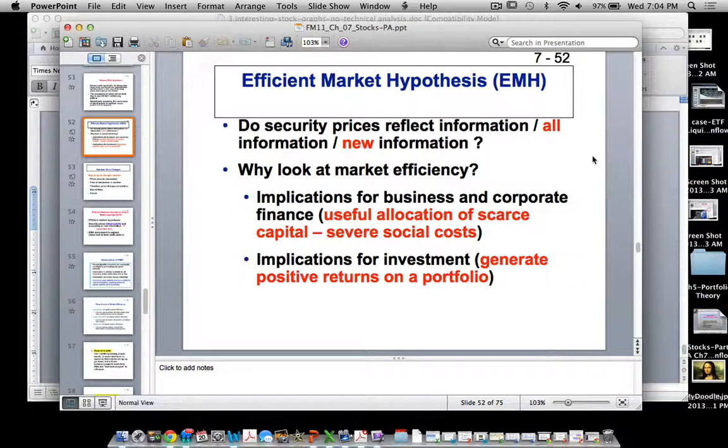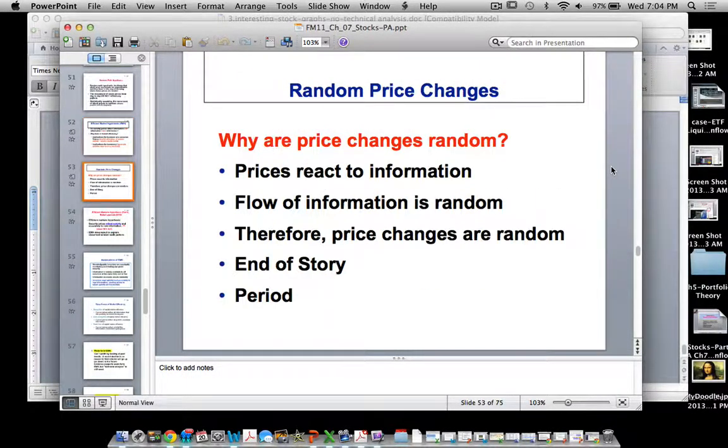So the efficient market hypothesis has definitely been in the news, courtesy of Eugene Fama, who got a Nobel Prize back in October of 2013. So the question often comes about: why are price changes random?